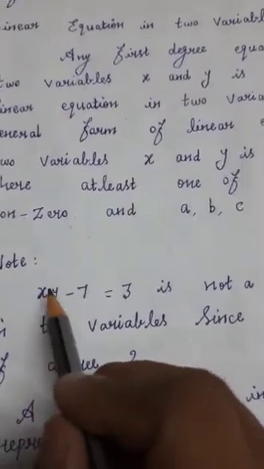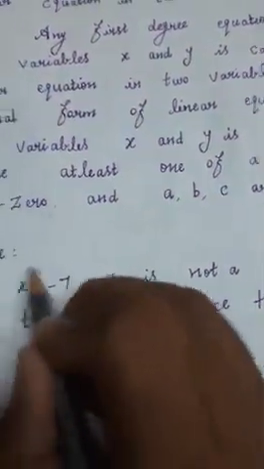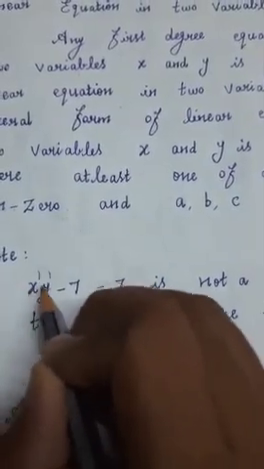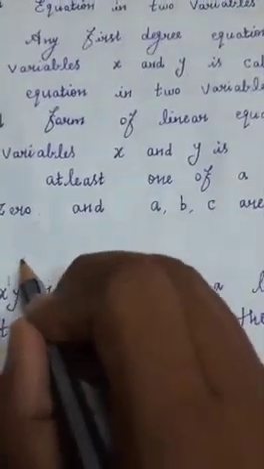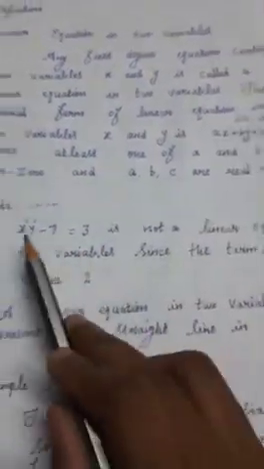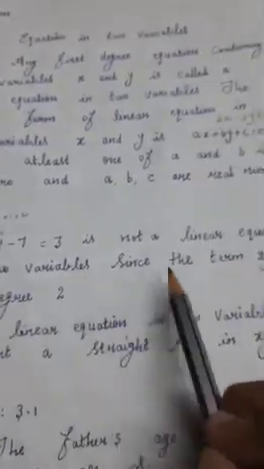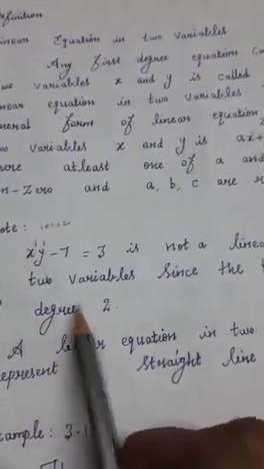But here what is the degree? In one term there are two variables, with powers 1 and 1, and we need to add them: 1 plus 1 is 2. So here the degree is 2 only, so this equation is not a linear equation. So xy minus 7 is equal to 3 is not a linear equation in two variables since the degree of the term xy is 2 only.